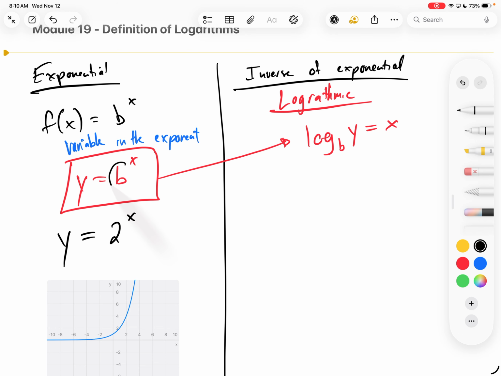Base b, this is called the base. Like when you're talking about this is the base, this is the exponent, right? So you say log base b. This is a little b that goes right here on the log. So it's a very little b that goes right here.